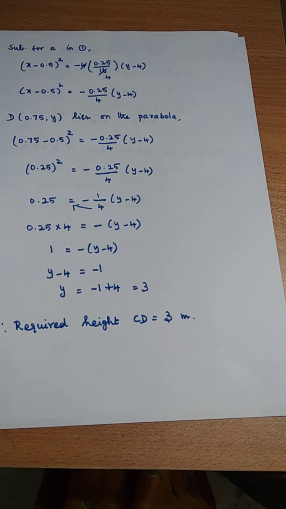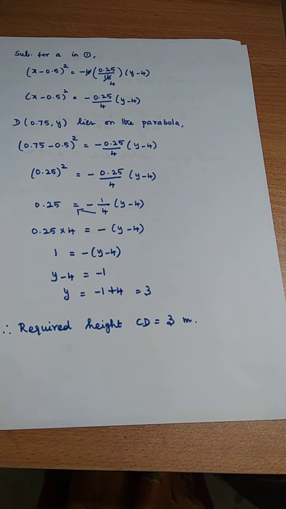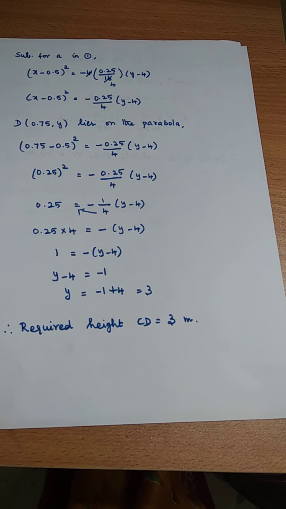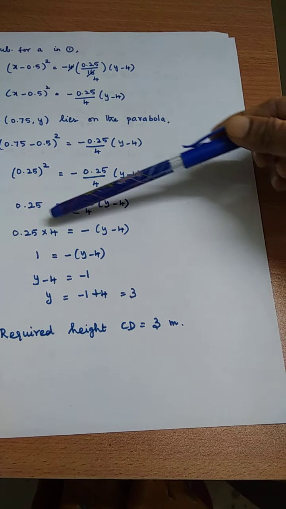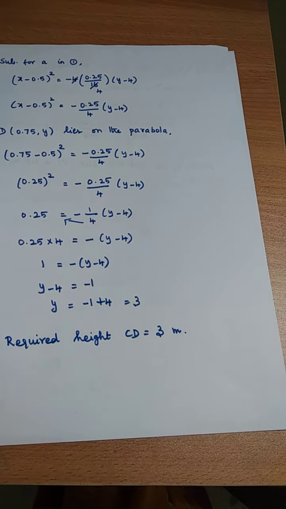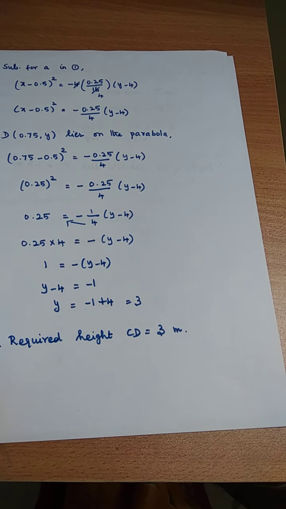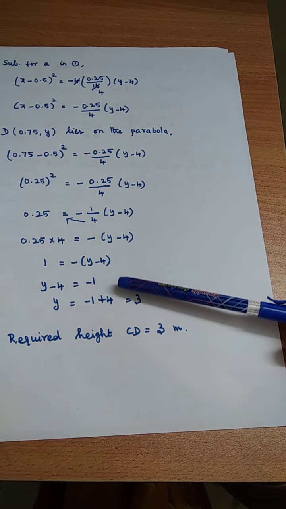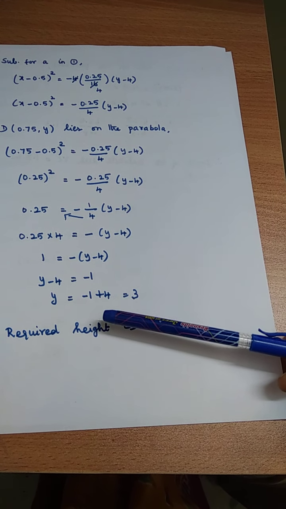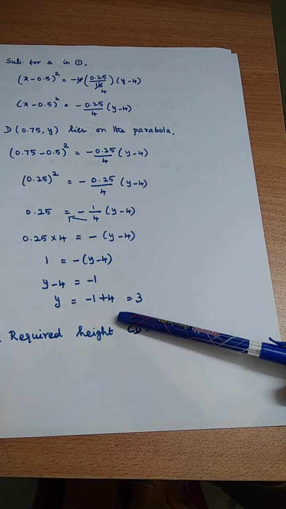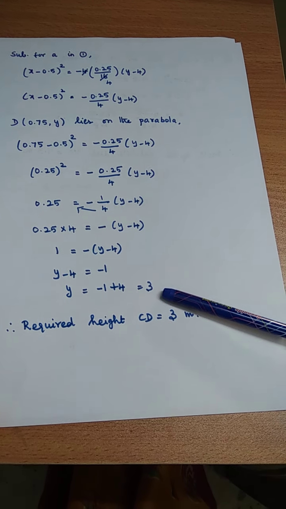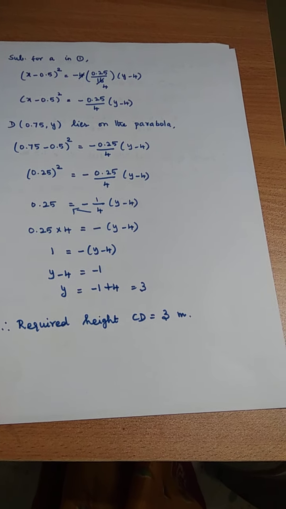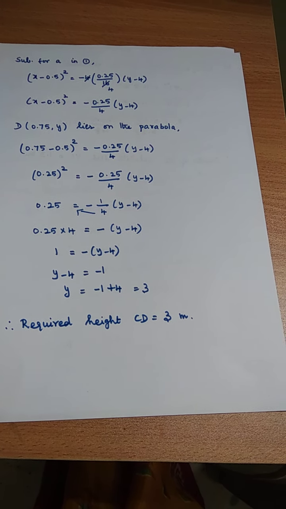Cross multiplying, 0.25 into 4 equal to minus of y minus 4. Multiplying, 1 equal to minus of y minus 4. Or y minus 4 equal to minus 1. So y equal to minus 1 plus 4 is equal to 3. So this is the required height. Therefore the required height CD is equal to 3 meter.